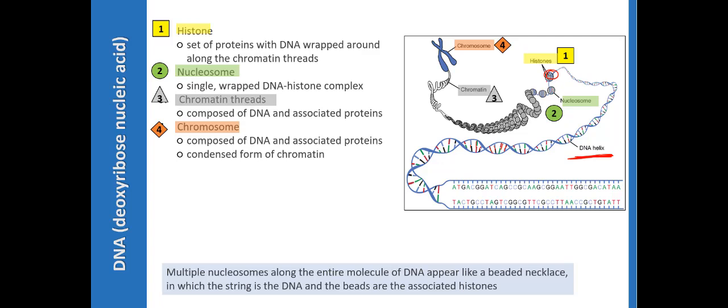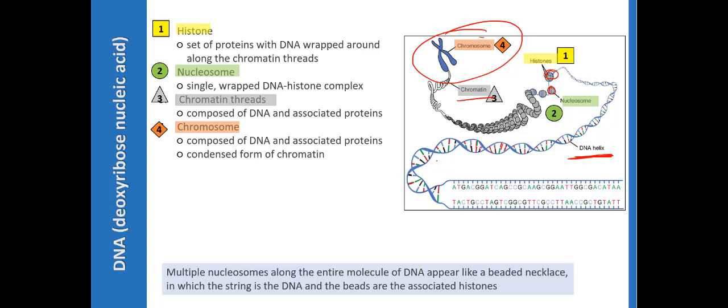So the combination of the DNA wrapped around histones, together with chromatin threads. And then you've got chromatin threads composed of DNA and their associated proteins. And then you've got a big chromosome that includes DNA and the associated proteins. And a chromosome is a condensed or tightly wound form of chromatin.